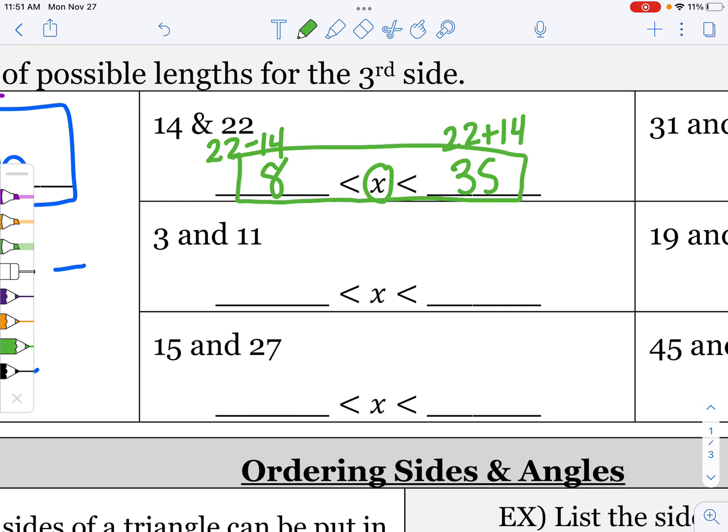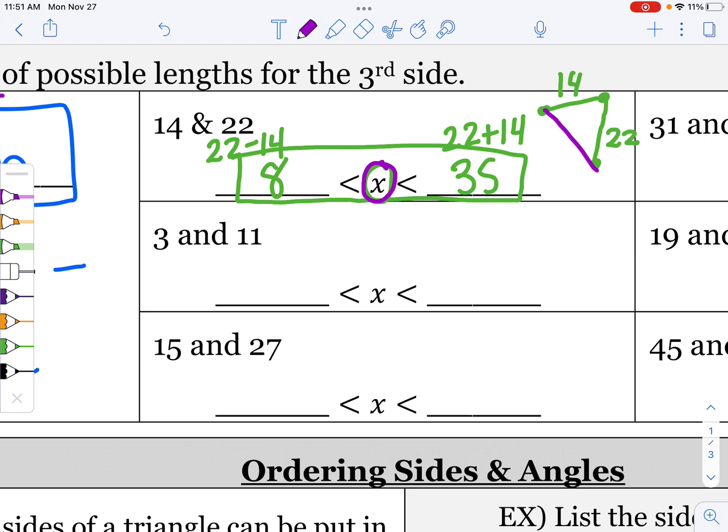When I am designing a triangle and I've got a side length of 14 and I've got a side length of 22, this third side, the x right here, could be anything that is bigger than 8 but smaller than 35. It can't be equal to 8 because if it were 8, then 14 plus 8 would equal 22, and remember that it has to be greater than. So any numbers between 8 and 35 could be the third side.